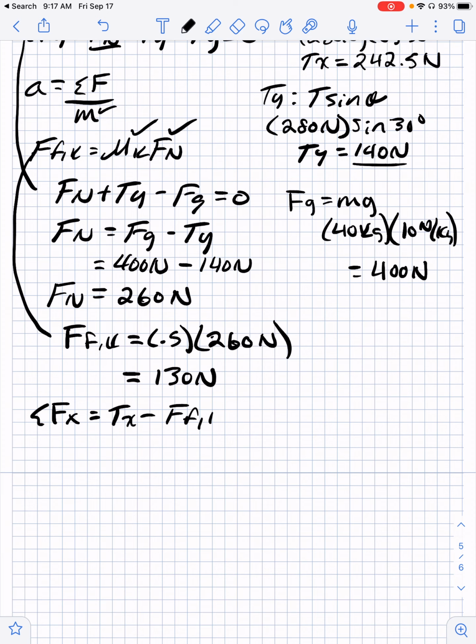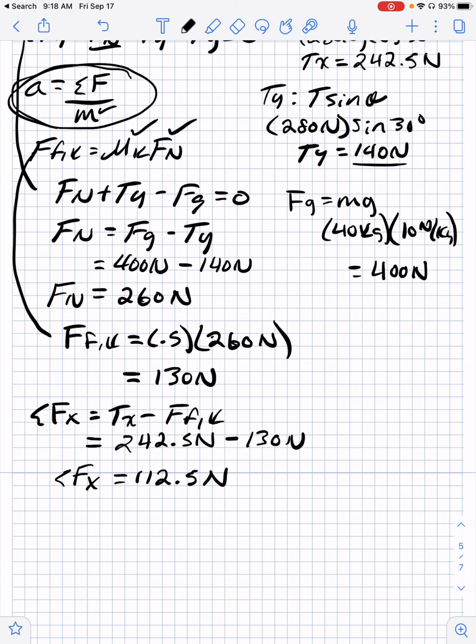The last step is we can finally apply Newton's second law to find the acceleration of this object. The acceleration of this object was the net force divided by the mass. Our net force was 112.5 newtons, and then the mass of the object is 40 kilograms. It's the mass there, not the weight. So we're going to go back and use our 40 instead of 400 newtons. So your acceleration is equal to 2.8 newtons per kilogram.